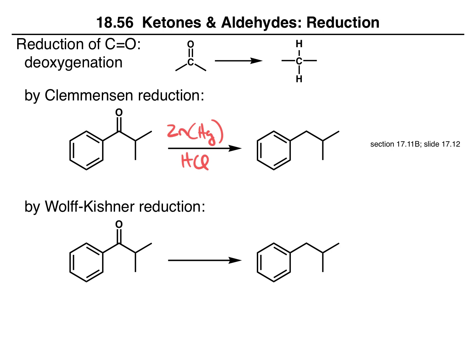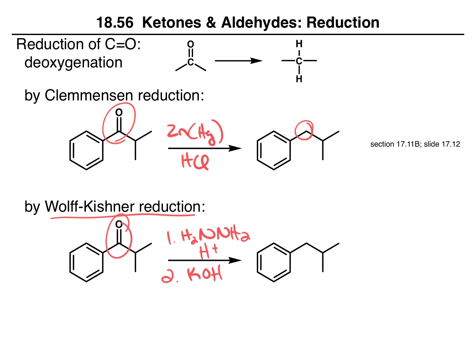This reaction has a complex mechanism that's happening at the metal surface, so you're not responsible for the mechanism, but you are responsible for knowing what happens. Another method to carry out this reduction and deoxygenation is to use what's called a Wolff-Kishner reduction. This one uses hydrazine in the presence of acid, followed by hydroxide. In this case, the carbonyl is again reduced to the methylene.